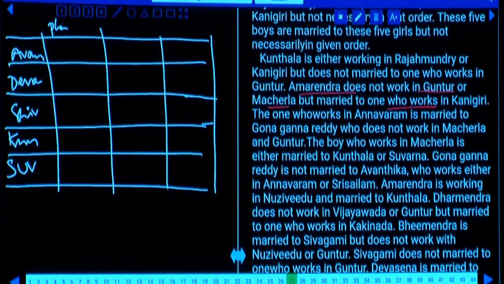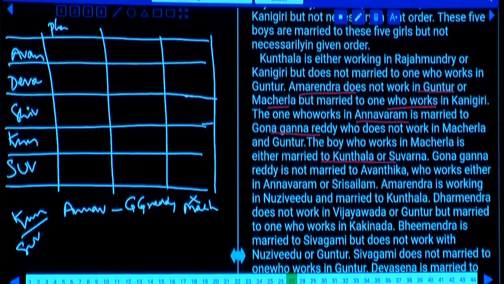Then the one who works in Annavaram is married to Gonagannareddy, who does not work in Machalla. Who is not working in Machalla? This Gonagannareddy is not working in Machalla. He is either married to Kuntala or Suvarna. Isn't it? And this is the information we have: either Kuntala or Suvarna.